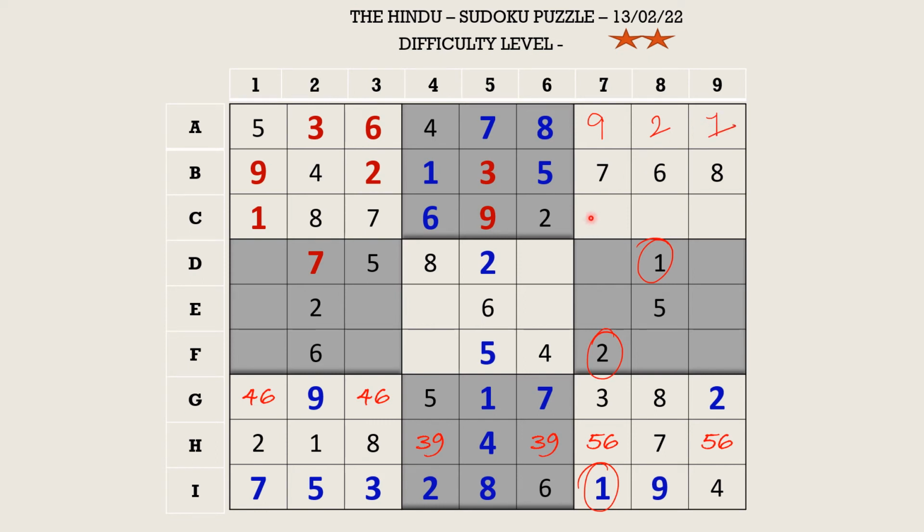Now the missing numbers in C row are 3, 4 and 5. If you observe column 8, there are only 2 empty cells and 4 is actually blocking here. There is a 4 here in F row which is blocking here. So in column 8, 4 goes here in C8. Now in C row, the missing numbers are only 3 and 5. There is a 3 here in column 7 blocking. So C7 takes 5 and C9 takes 3.